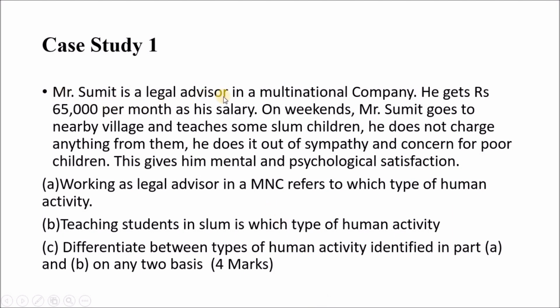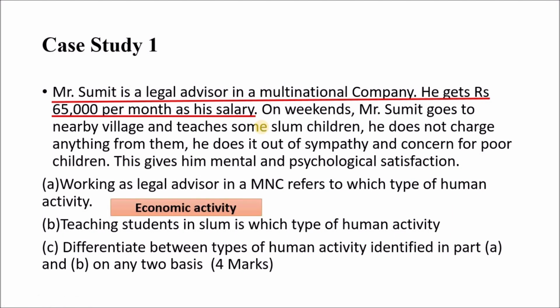Mr. Sumit is a legal advisor in a multinational company. He gets rupees 65,000 per month as salary. So if you can see this line, can you tell me which type of human activity is this, where you are working in a company and you are getting a salary? So this is economic activity.